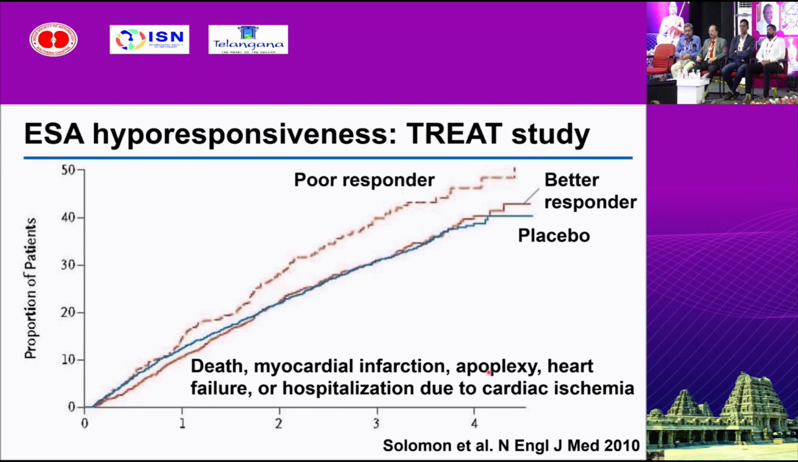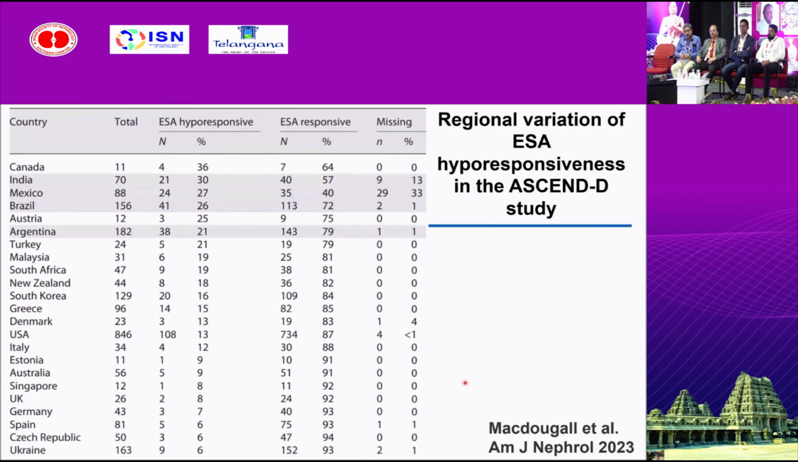But when we treat these patients with ESA, ESA hyporesponsiveness is always an important issue. ESA hyporesponsiveness is associated with poor prognosis. This is the regional variation of ESA hyperresponsiveness shown in the ASCEND-D study, which I am going to talk about later. The ASCEND-D study is a large clinical trial of HIF-PH inhibitor.